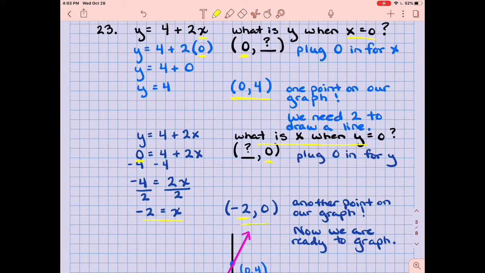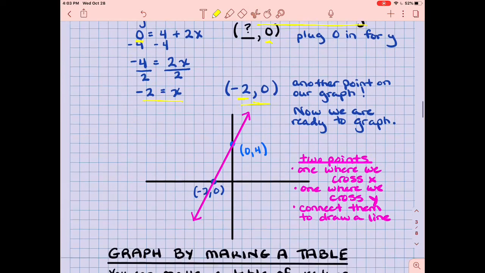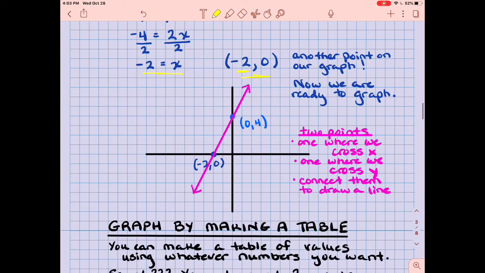This is the x-intercept. So I'm ready to graph. I can just plot these points. I have -2 and 0, that was the x-intercept, and I have 0 and 4, that's the y-intercept. I connect these 2 points, and I have a straight line. The 2 points are one where we cross the x-axis and one where we cross the y-axis, and we connect them to draw a line.